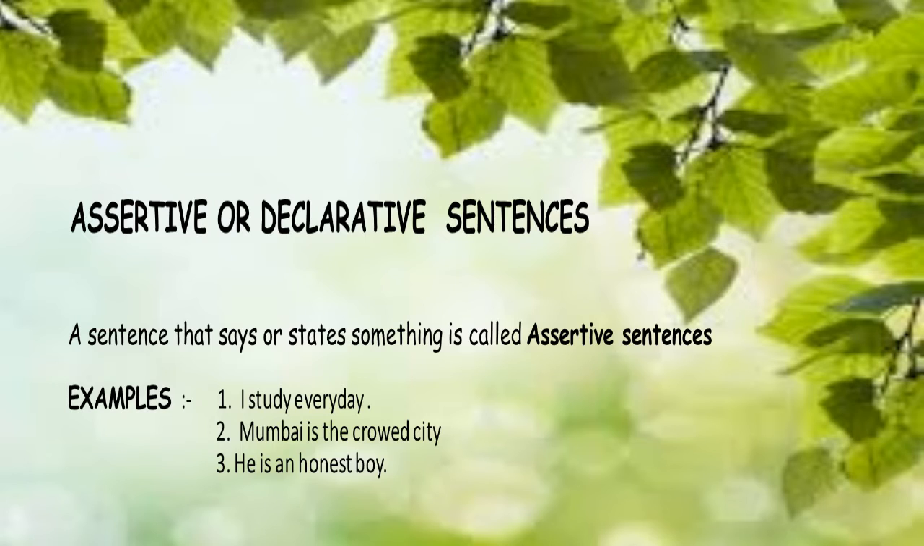He is an honest boy. The next example is given like that. This also comes under assertive or declarative sentences, because all these 3 sentences are explaining or saying something. So they are assertive sentences. And one more thing, assertive or declarative sentences end with a full stop. If you can see, all these 3 sentences end with a full stop. So I hope you understand the first type of sentence, the assertive or declarative sentences.